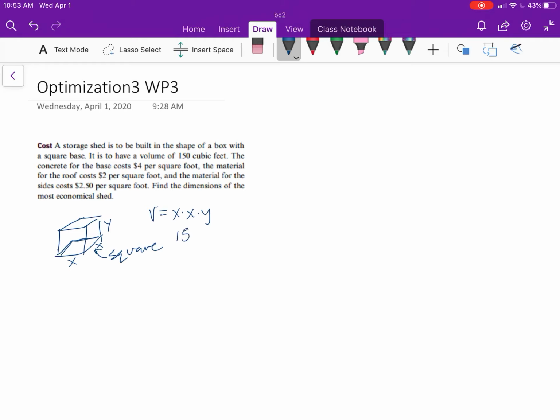But we know the volume is 150 cubic feet. Okay. So we have that out of the way. The concrete for the base costs $4 per square foot. So that's area, right? The base is $4 per square foot. And the roof costs $2. So the roof is $2 per square foot. And all the sides are $2.50.